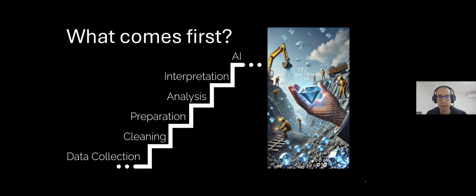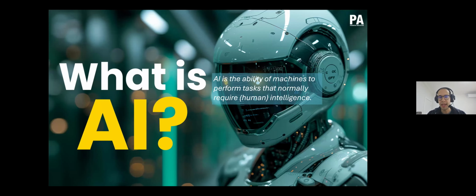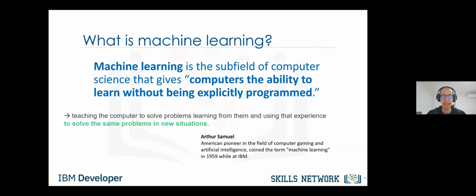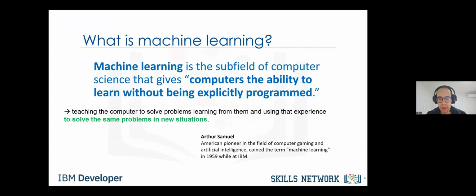A brief definition of AI, I think, is needed. I like this broad definition: AI is the ability of machines to perform tasks that normally require intelligence. And machine learning is a bit more complex, but in general, we could say that if you teach a machine through data to learn a pattern, you can then use this knowledge in a different situation.